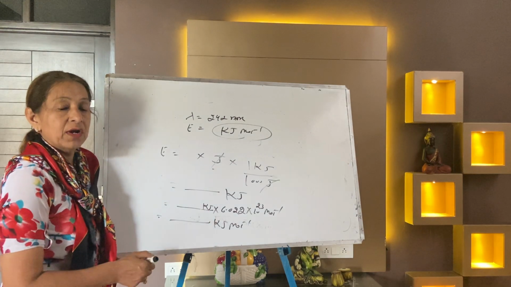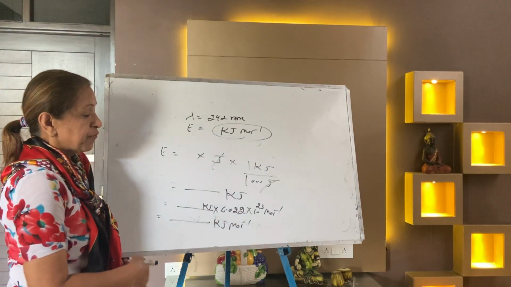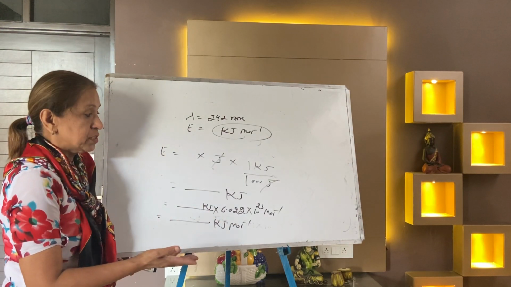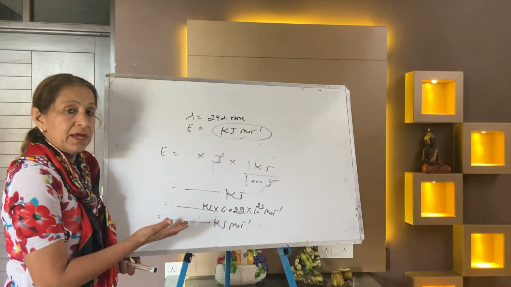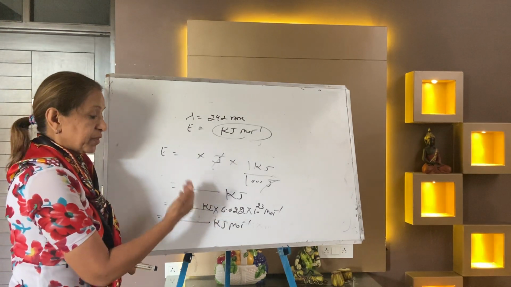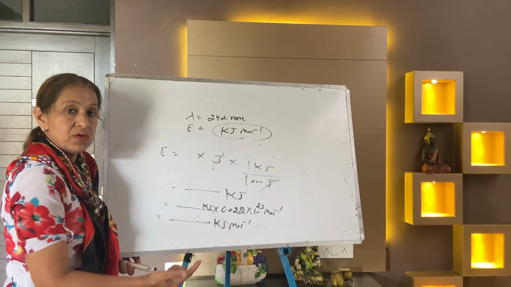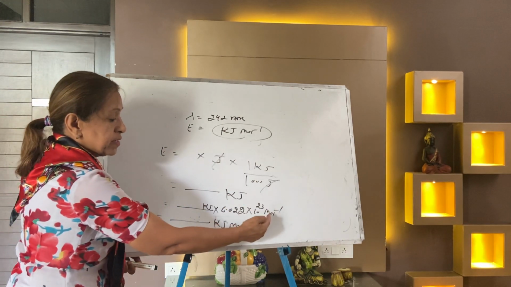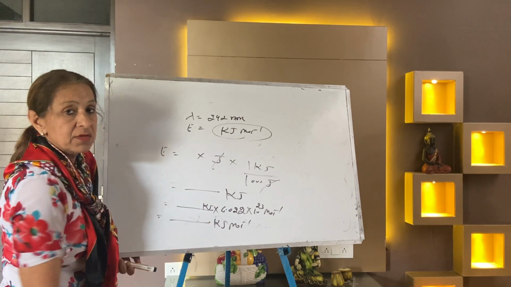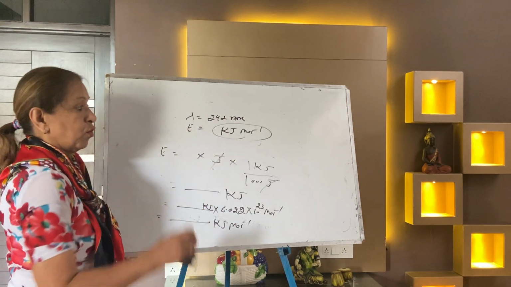So first of all calculate energy in joules, after that convert it into kilojoules, and after that multiply the energy which you have calculated in kilojoule by Avogadro's number. Avogadro's number is in per mole, so your answer will come in kilojoules per mole.